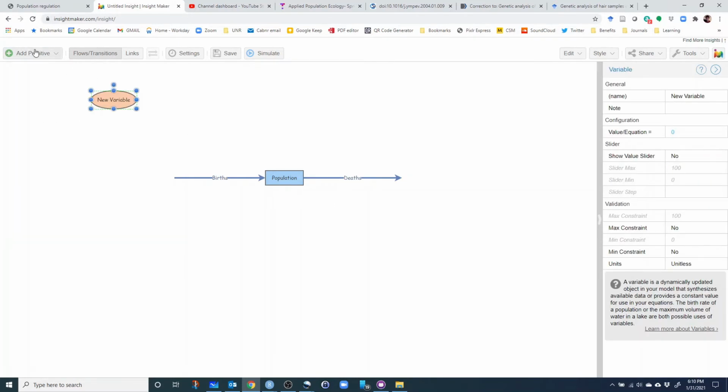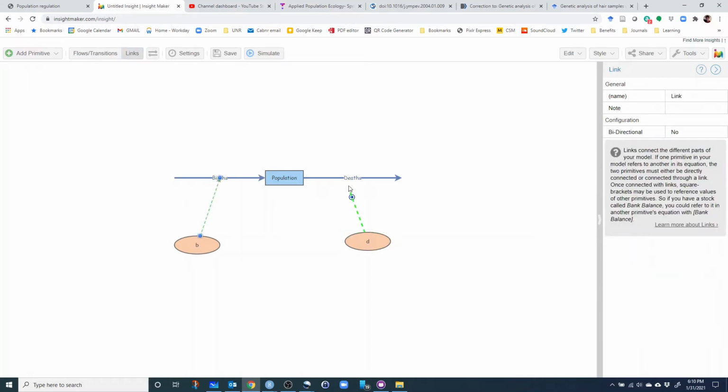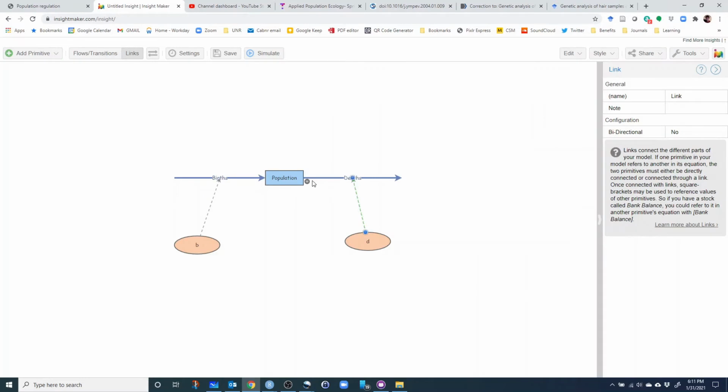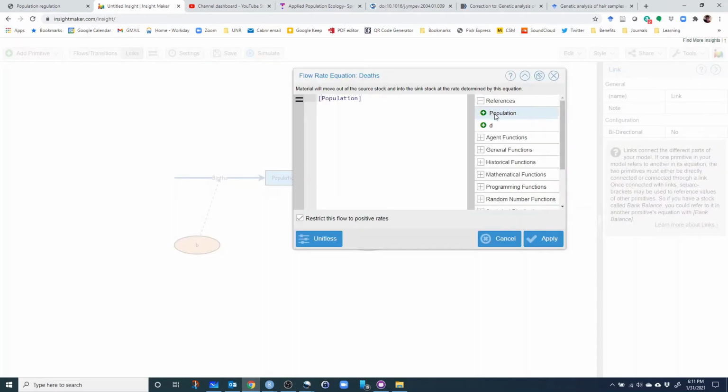We'll add two variables, and we'll call this one little b for the per capita birth rate, and this one little d for the per capita death rate, and just link those up. And now we'll hit the equation editor and make sure that the total births is defined by the population times the per capita rate, and the deaths the same way, population times per capita rate.